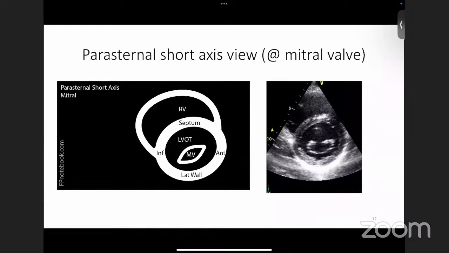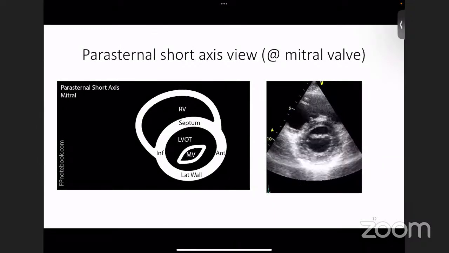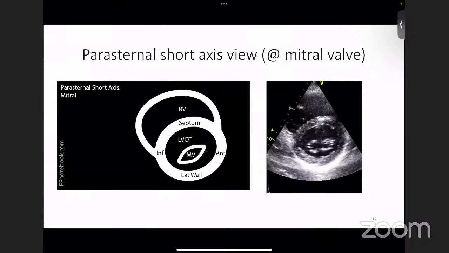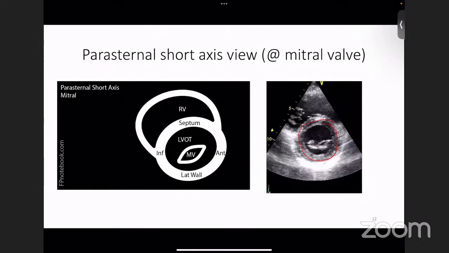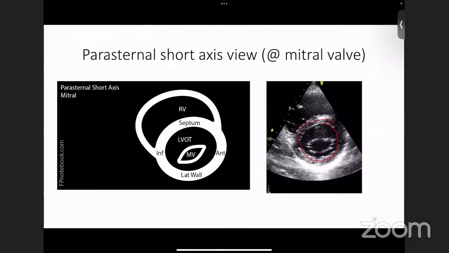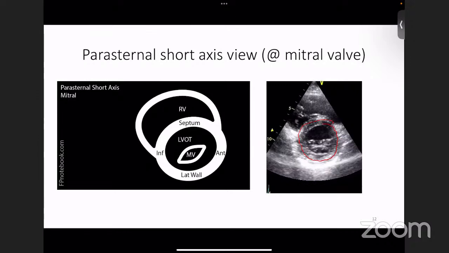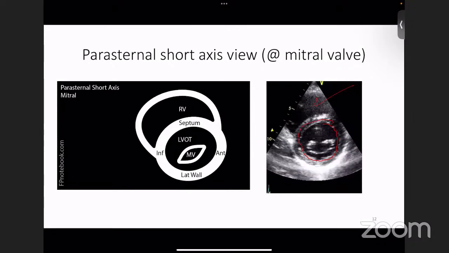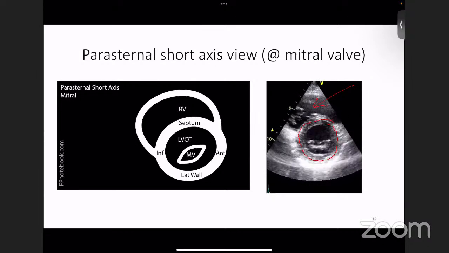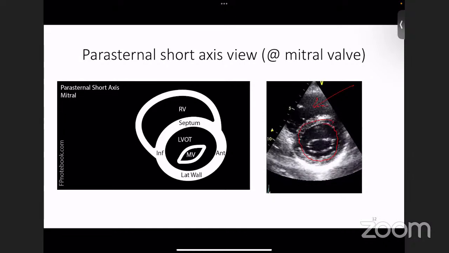As you move the probe towards the mitral valve, this is the fish mouth appearance of the mitral valve you are going to get. And this is the LV, a good LV, which is seen contracting all over. So there's good LV function here. And this is the RV. In this view, we can calculate the mitral valve diameter, and it helps you in assessing the mitral valve in mitral stenosis. So this is what you get to see in a parasternal short axis view at the mitral level.